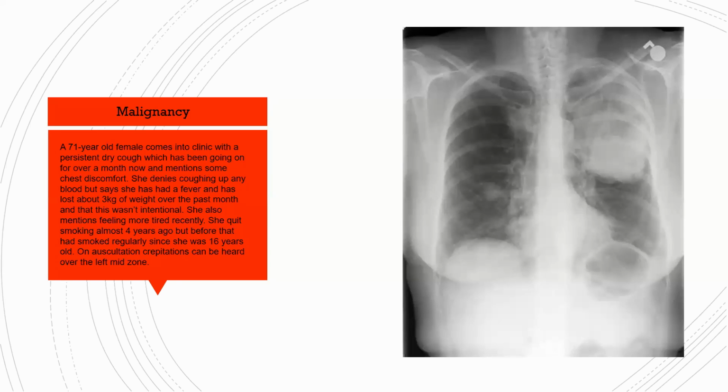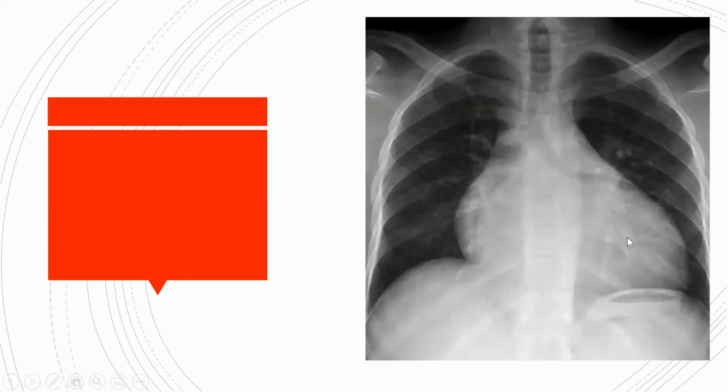So once you get the history, it's very easy to piece everything together. Lost about 3 kilos of weight, not intentional, more tired recently. She quit smoking 4 years ago, but she smoked since she was 16, so yeah. Very likely lung cancer. Oh, okay, right, very easy one. If you want to tell me what's going on with this one. You can see the bronchi very well here.